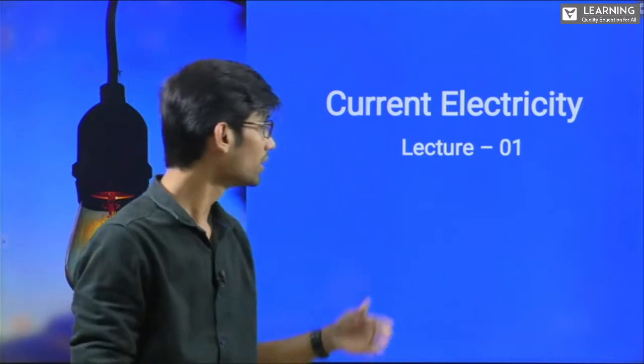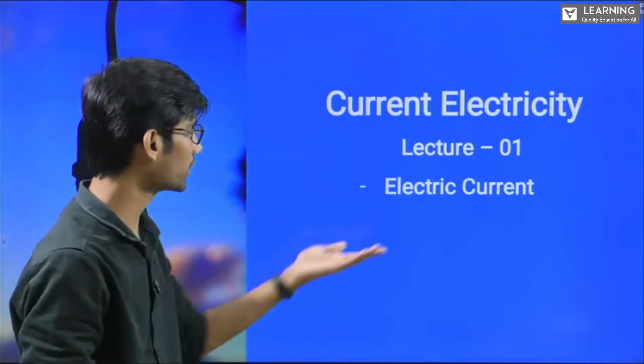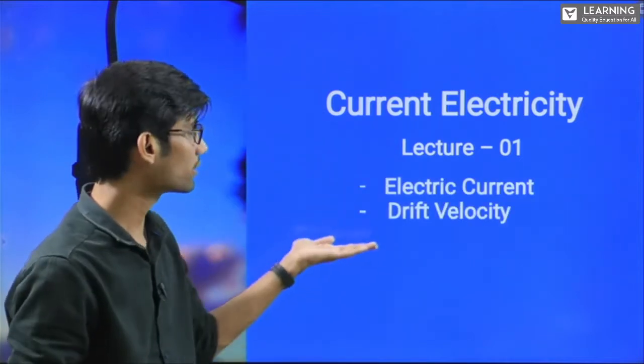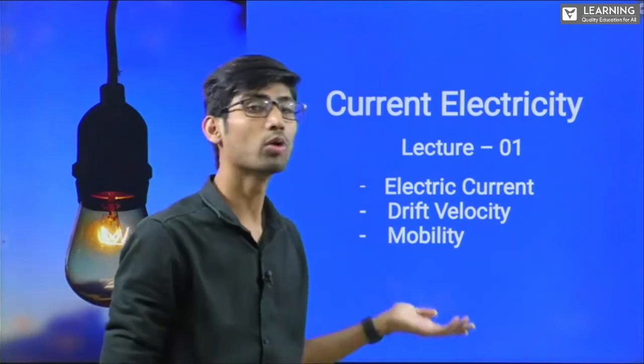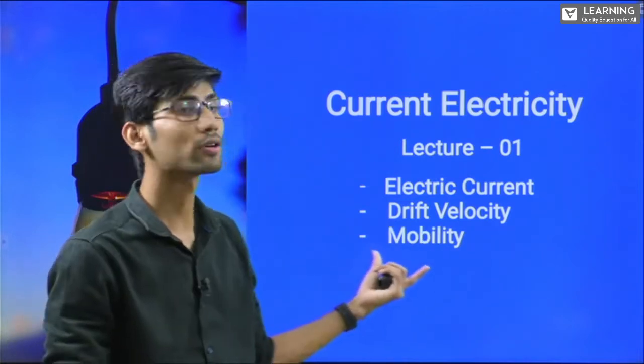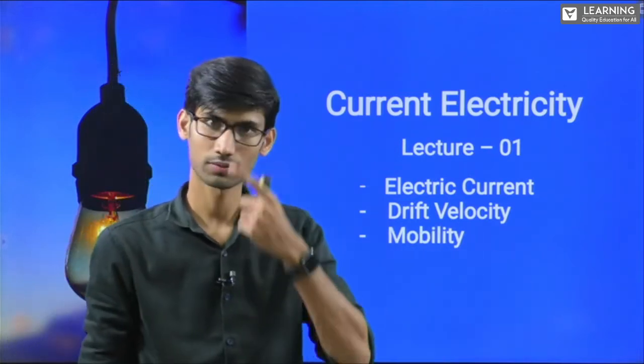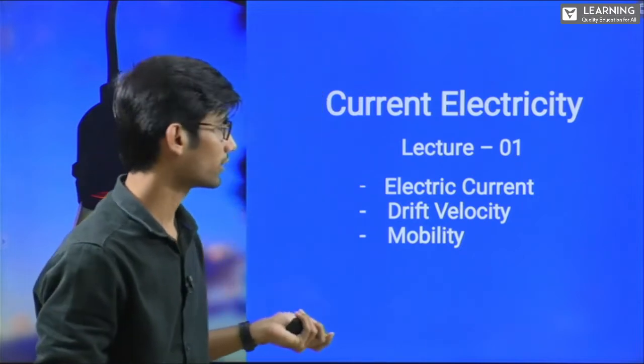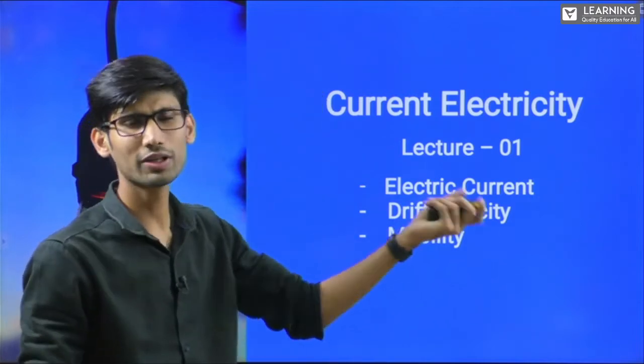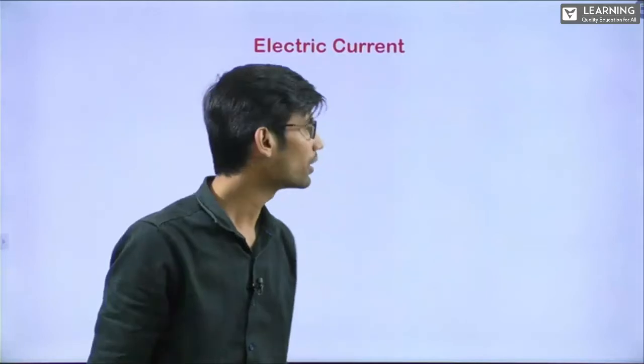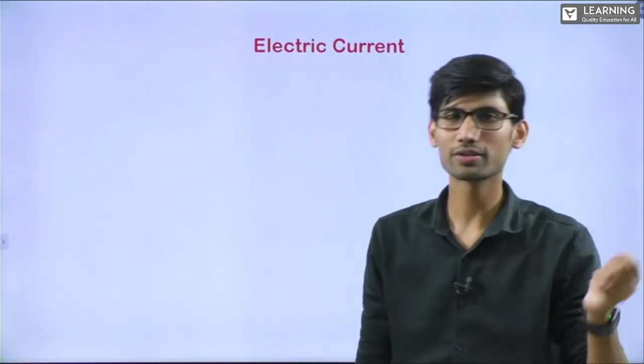So in this lecture, you are going to study electric current. Then we'll be seeing drift velocity and then mobility of electron in a conductor. All right. Now, let's see electric current. You already know. We'll do a small recap of it. What is electric current? We already saw in 10th standard, current means flow, right?